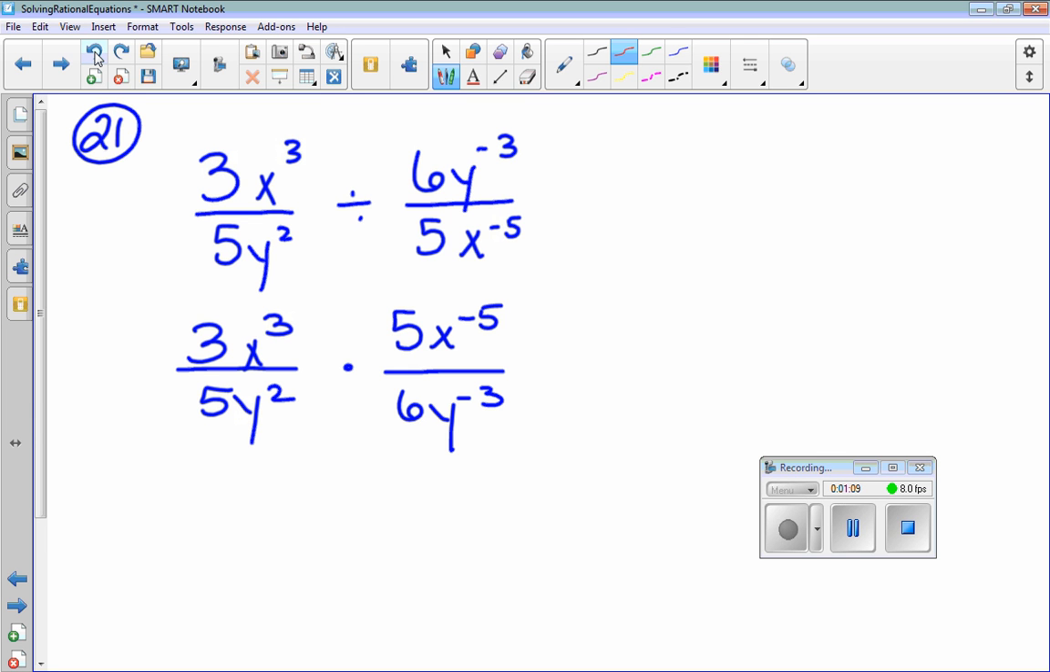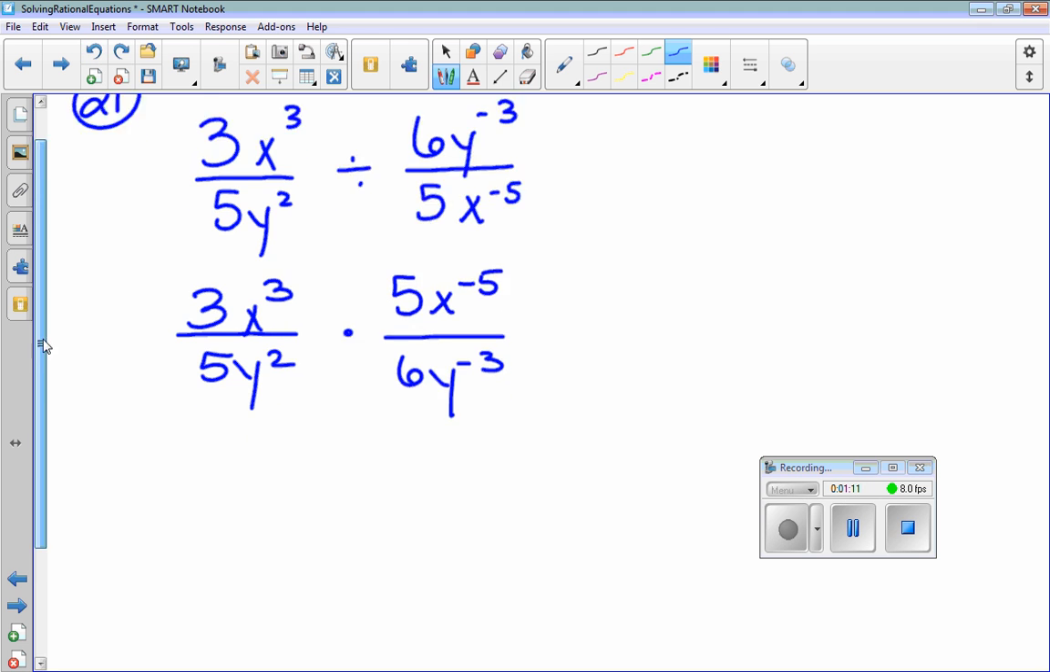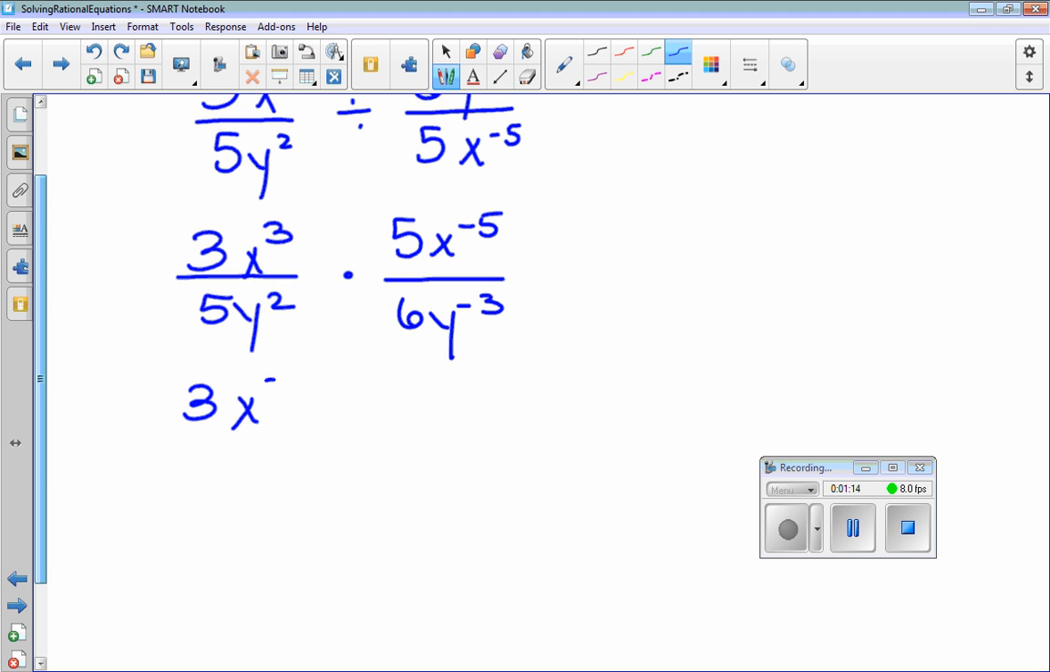fraction. So I'm again going to rewrite this now. The first one doesn't have any negative exponents, so it stays the same. But this one, the 5 and the 6 stay where they belong because they're not being raised to any exponents. But the negative exponents change and they become positive exponents. Remember that from earlier in the year? Okay. Now it looks just like a problem we know how to do.